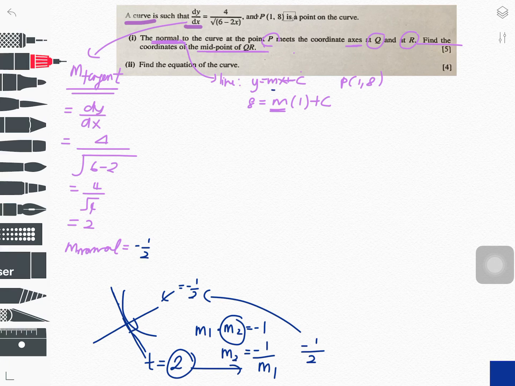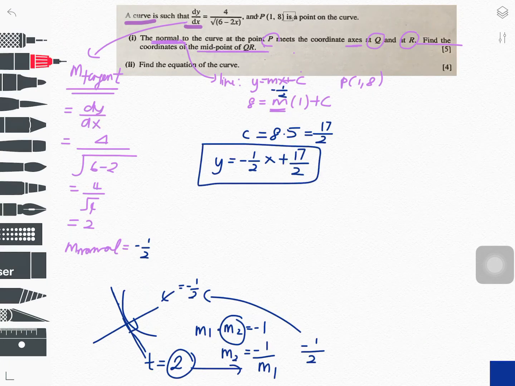Take that and put here, negative half. Get your c value, 8.5. So equation of normal is what? y equals negative half x plus 17 over 2. So this is my normal line.